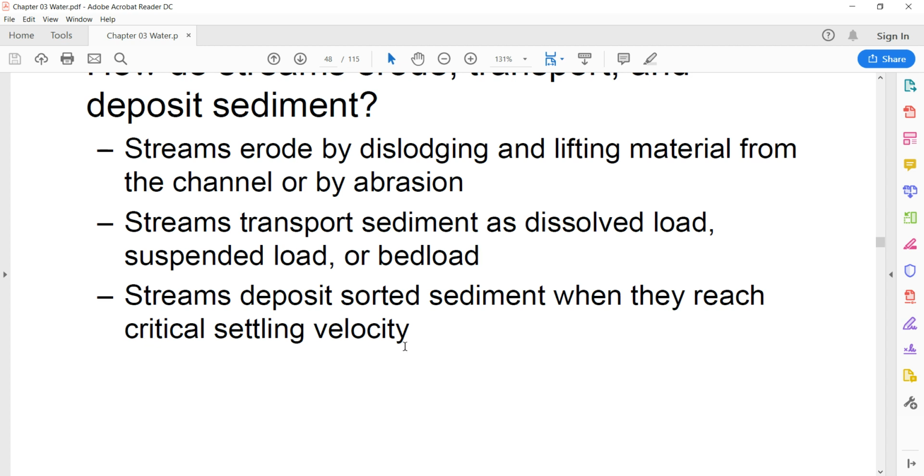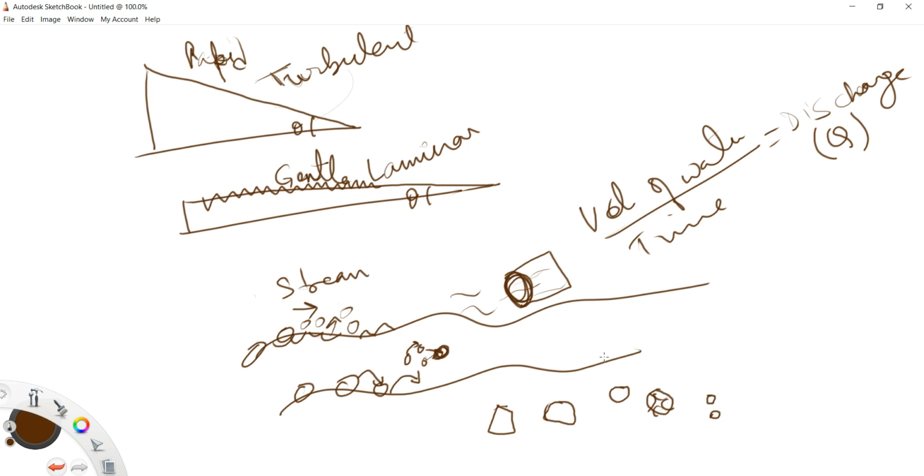The critical settling velocity is the velocity at which the sediments start to fall out of the river column into the river bed. As the name indicates, it's the velocity at which the sediments will start falling from the river column into the river bed.